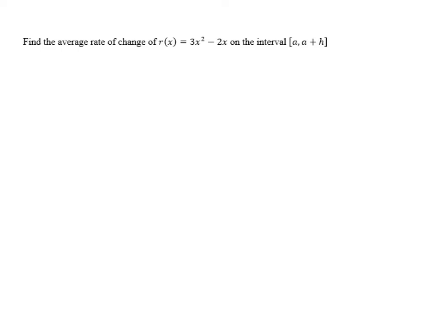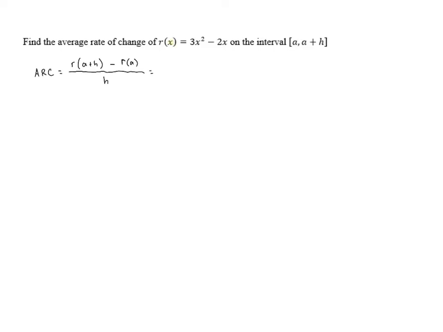Find the average rate of change of r of x equals 3x squared minus 2x on the interval from a to a plus h. To find the average rate of change here, we're going to be using the same formula that we've been using before, but instead of f of a plus h, we're going to be using r of a plus h because our function is named r. So we've got r of a plus h minus r of a all over h.